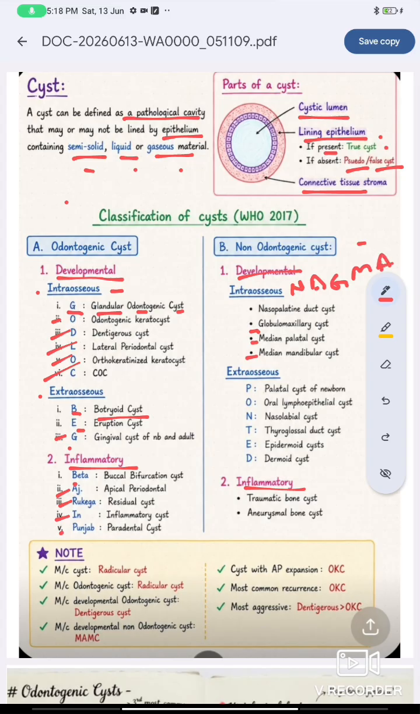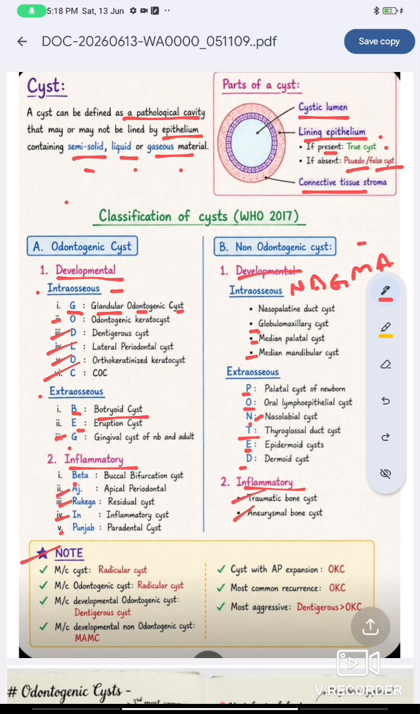Coming to the extraosseous ones, they can be remembered by the word pointed. So here I does not stand for anything. Apart from that, P stands for palatal cyst of the newborn, O for oral lymphoepithelial cyst, N for nasolabial cyst, T for thyroglossal cyst, E for epidermoid cyst, and D for dermoid cyst. Coming to the inflammatory non-odontogenic cysts, these include traumatic bone cysts and aneurysmal bone cysts.